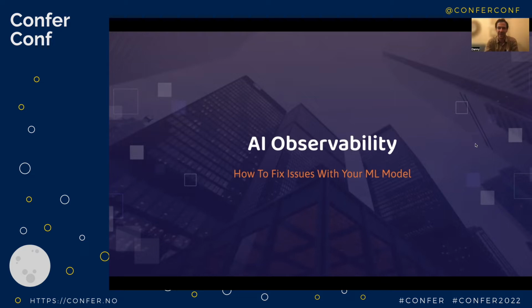So the title of today's talk is AI Observability. And the subtitle was originally how to fix issues with your ML model, but I realized that this was actually a little bit misleading, a little bit of a misnomer, because what I'm going to be talking about today is not how to fix issues with a machine learning model, but rather how to fix issues with a machine learning system. And if you're unclear on what the difference is, well, good thing you're tuning into the presentation.